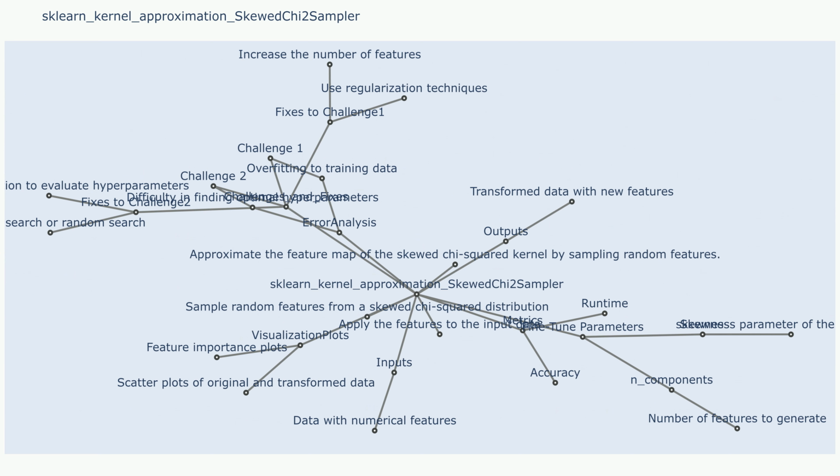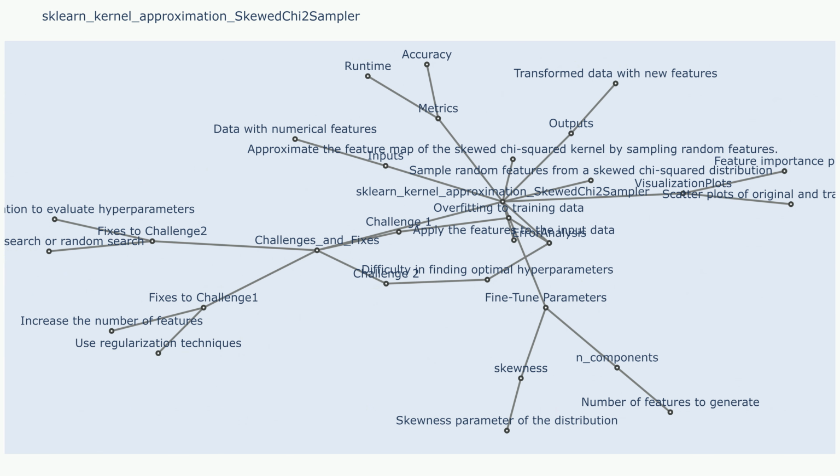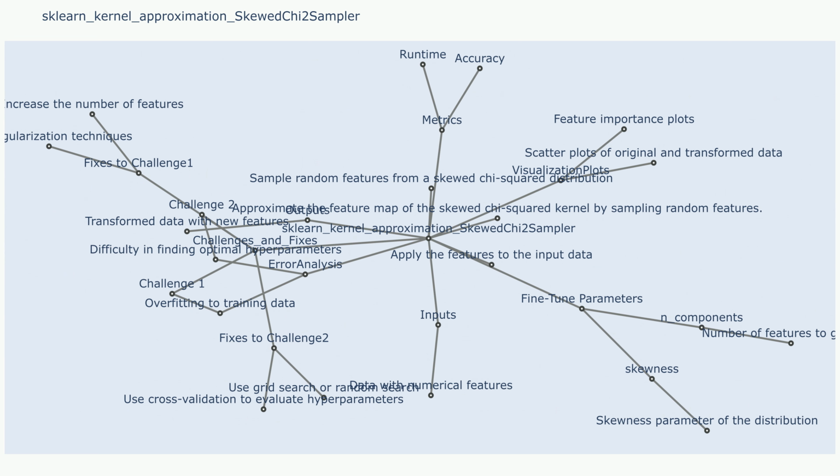Steps: Feature extraction. The skewed Chi2 sampler extracts a set of features from the input data X, which are used to approximate the feature map of the chi-squared kernel. Feature transformation. The extracted features are then transformed using a specific mathematical function, which approximates the chi-squared kernel function.